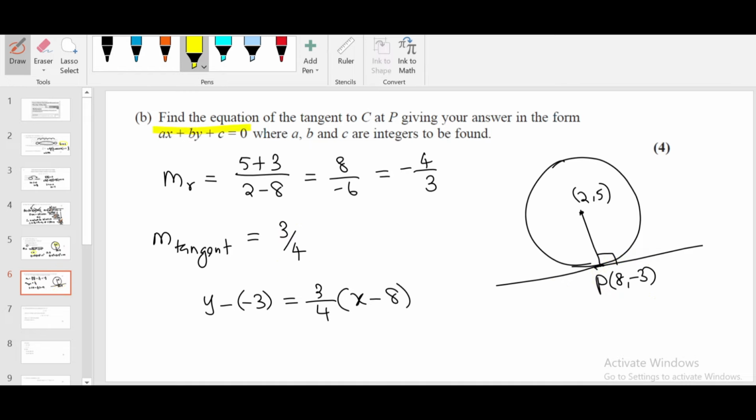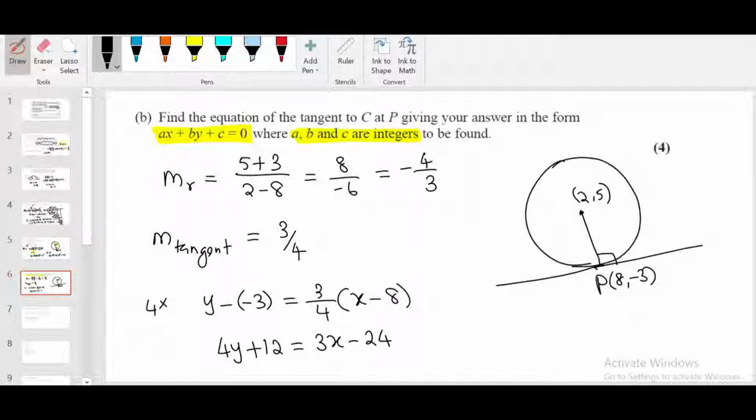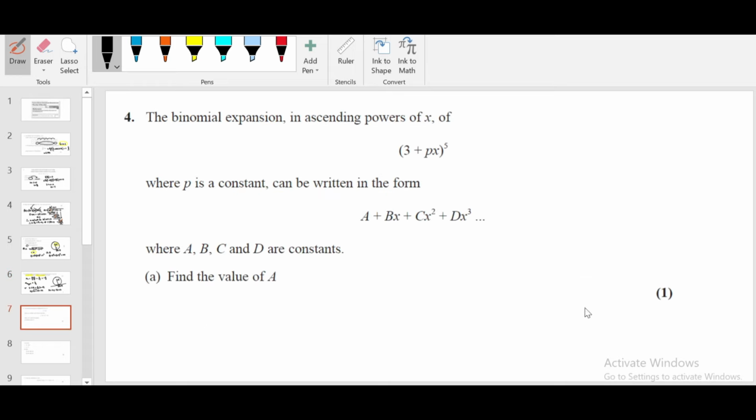They want the equation in this form where a, b, c are integers. So you need to get rid of the fraction. I'm going to multiply through by 4 here. So it becomes 4y plus 4 3s are 12, here 4 will be gone, 3x minus 3 8s are 24. Put everything on one side. You'll get 3x minus 4y minus 36 is equal to 0. That's all. It's an easy 4 mark question actually. Let's move on to the next question now.